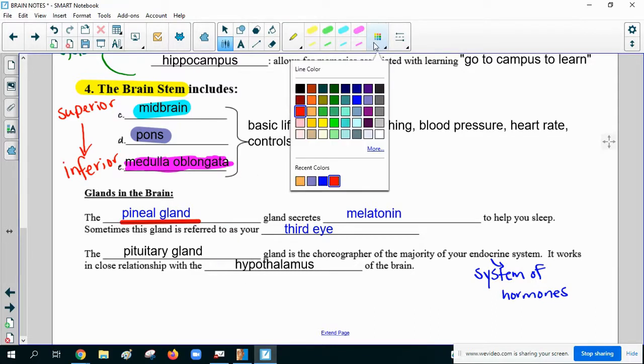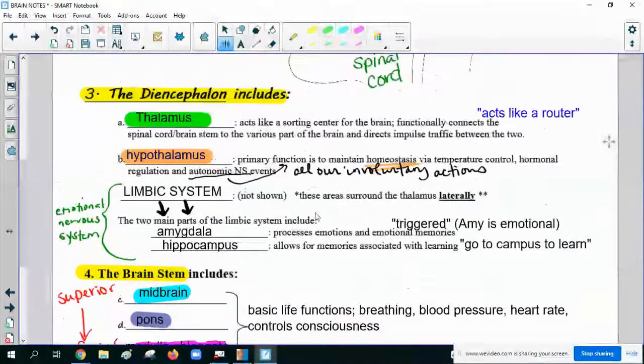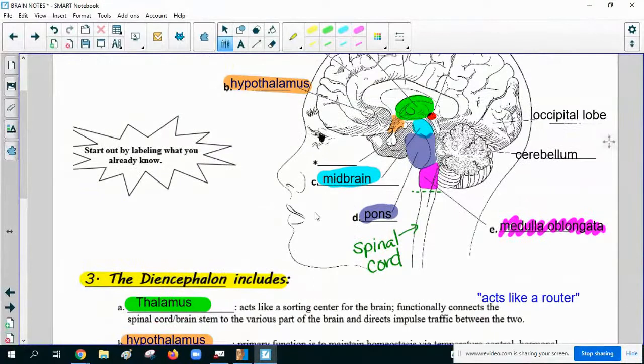So let's go ahead and color our pituitary gland, and I'll show you where that is as well. The pituitary gland is right underneath the hypothalamus. So here's the hypothalamus, and it hangs down kind of like the uvula on the back of your throat. Okay, and I'll go ahead and label that too, and then we'll take a look at the atlas.